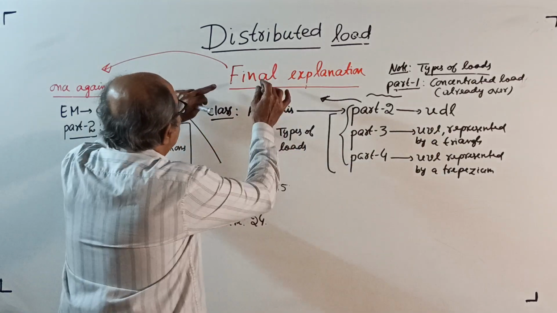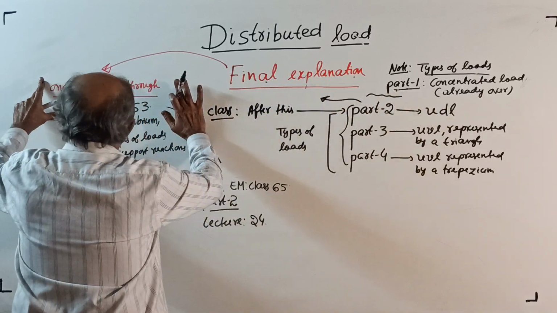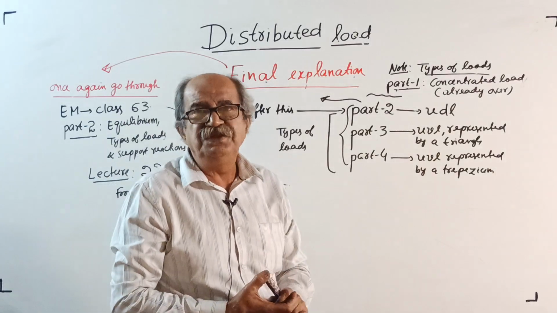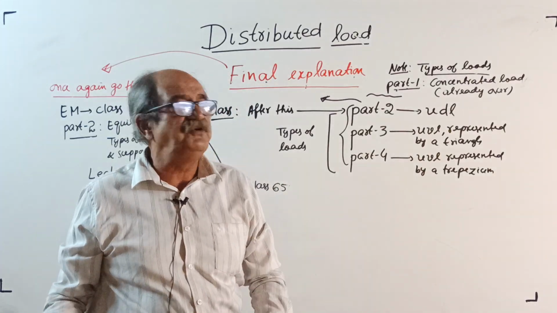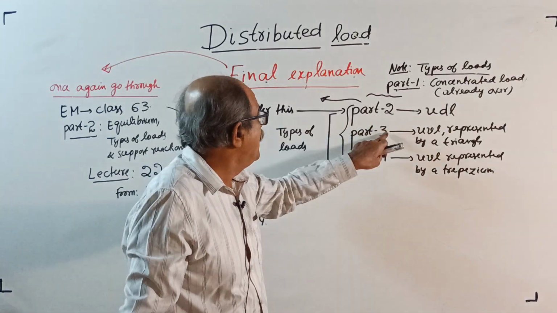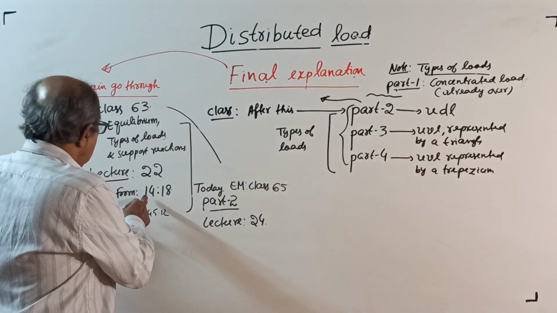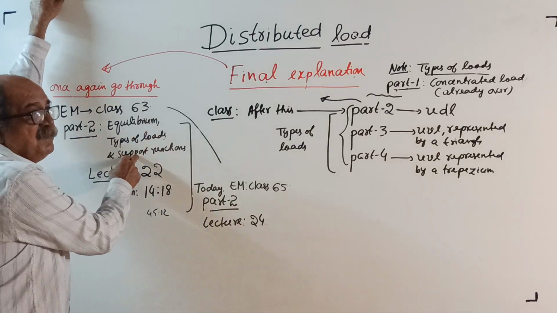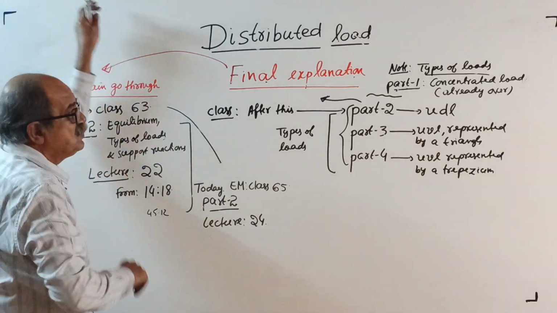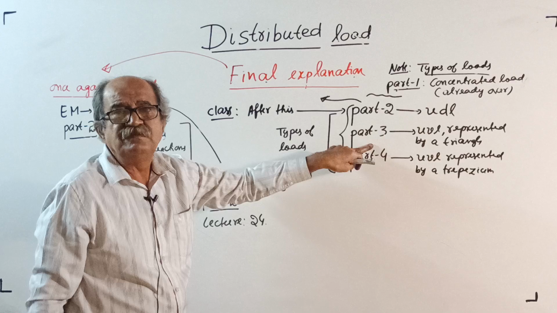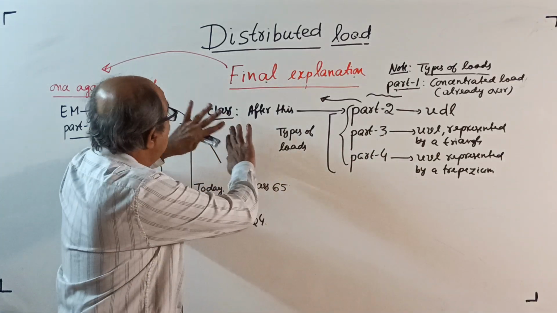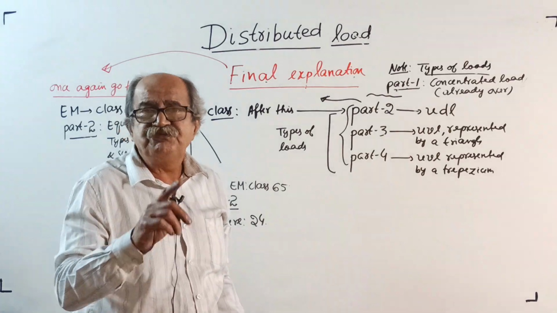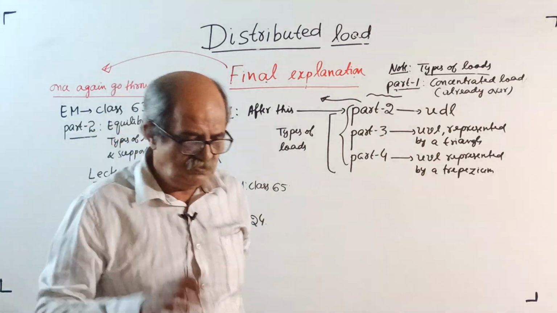Now, final explanation. All this you have to remember. First of all, go through each and everything, then there is no confusion. This part 2, part 3, part 4 is not the subject here; the part 2 here is equilibrium. You can see this part 2 in the thumbnail, and I will write it in the description. Now I will go for distributed load. What is that final explanation, I will tell now.